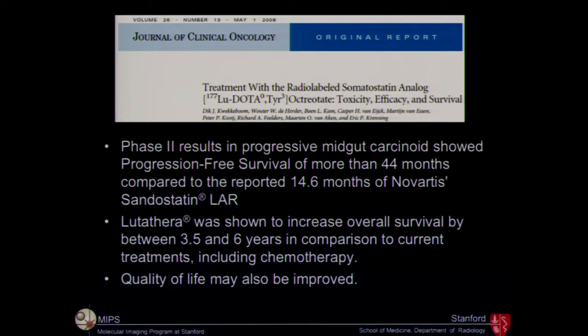But this is just one example of one of the earlier studies, to show you why people are very excited about these types of therapies. In this particular study, there was an increase in progression-free survival to 44 months using this type of PRRT, compared to only 15 months with the Sandostatin molecule. Equally, overall survival increased to about 6 years compared to 3.5 years with Sandostatin. Also, several studies have shown that quality of life and all the symptoms we talked about with the syndrome associated with neuroendocrine tumors are also reduced with these therapies. So that's why there's a lot of excitement about PRRT.